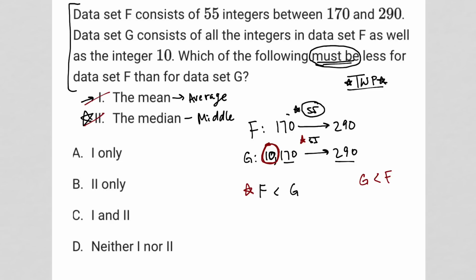And for that reason, choice D must be the correct answer. Neither 1 nor 2, again, must be. Could be, right? I don't think could be for choice 1, but could be true for choice 2. The median could be less, but we don't know for sure, and we have to know for sure under the circumstances of this particular question. So choice D is our best answer.